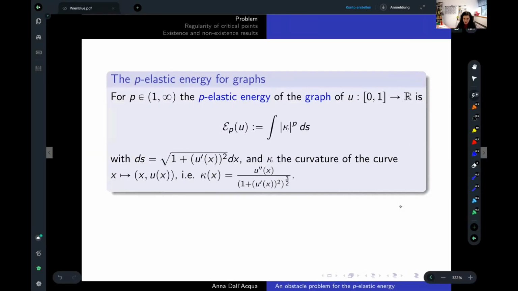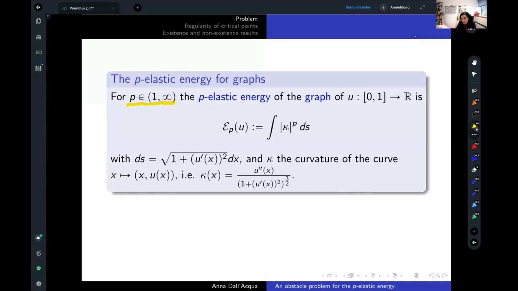So let me first introduce the energy we are going to consider. We take a parameter P between 1 and infinity, and we define the P elastic energy as the elastic energy of the graph of u. So u is a function defined in the interval 0, 1 with values in the real numbers. The elastic energy is the integral of the curvature to the power P integrated along the graph. Here ds is integration with respect to the arc length parameter given by the graph of u, and k is the curvature of the curve.